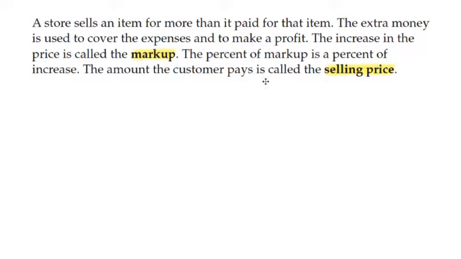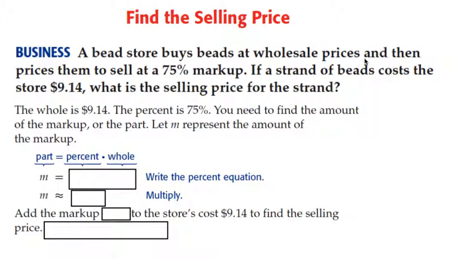All right, a store sells an item for more than it paid for the item. They have to do that to stay in business. We call that a markup. And the percent of the markup is a percent increase. Same thing as we've been talking about, but this is just another term that they call it. The amount that we pay as customers is called the selling price. Pretty logical.